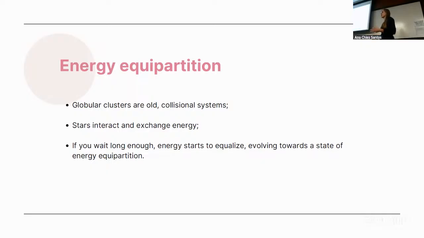So if we wait long enough, and if we're talking about globular clusters, what we do have are very long time scales. The energy of the stars, the kinetic energy, starts to equalize, evolving towards a state that we call energy equipartition. So if the kinetic energy is equal to a half times the mass times the square of the velocity, this means that high mass stars are going to move slower than low mass stars.